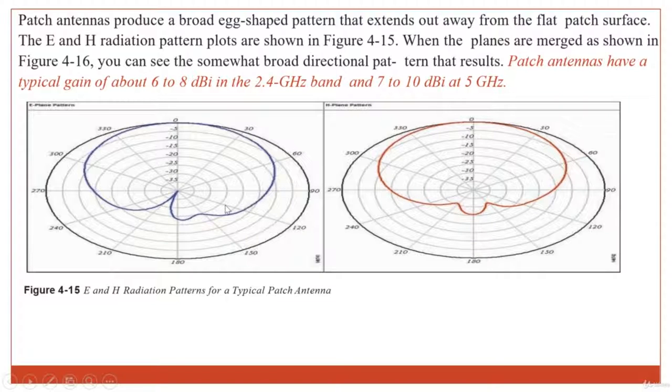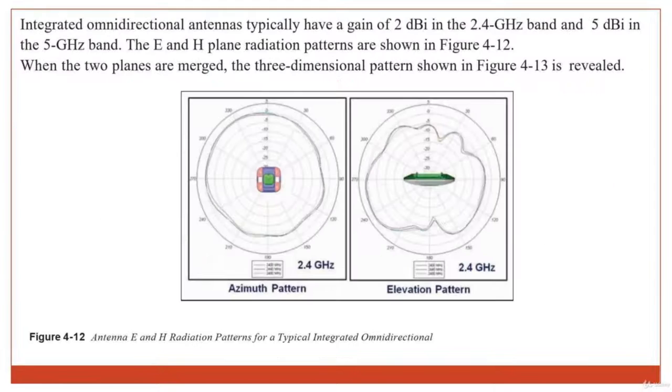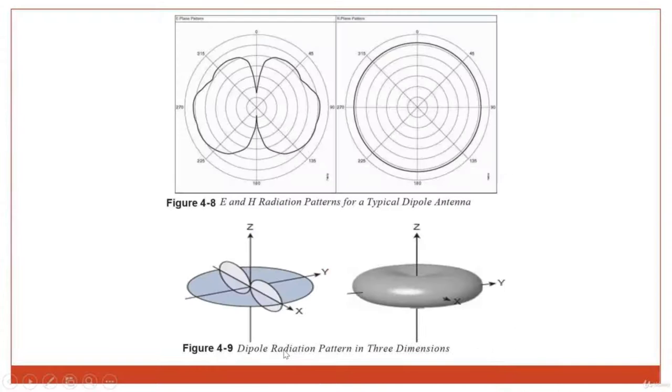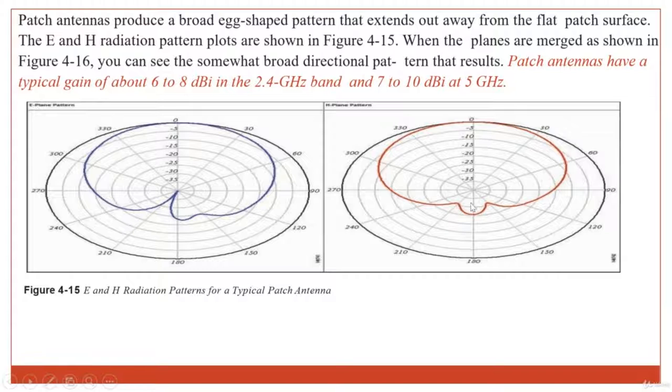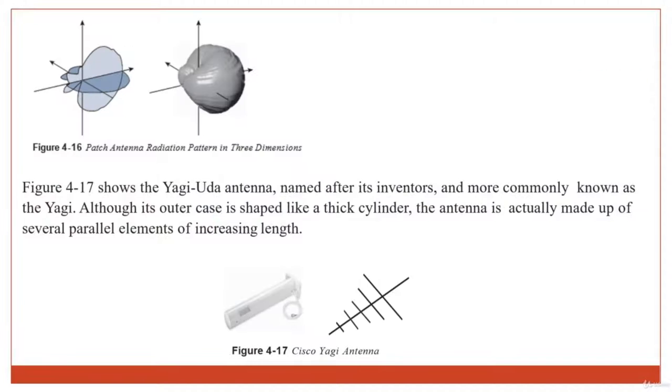In this diagram, clearly you can see that the focus is in one direction. Right? If you go and see the other direction, you can see they are equidistant. Mostly they are equidistant, say in the case of omnidirectional. Again, if I go back, mostly they are equidistant. But if you go and check the directional antenna, you'll find that the focus is in one direction. So for this antenna, that is the patch antenna, you can see the gain.